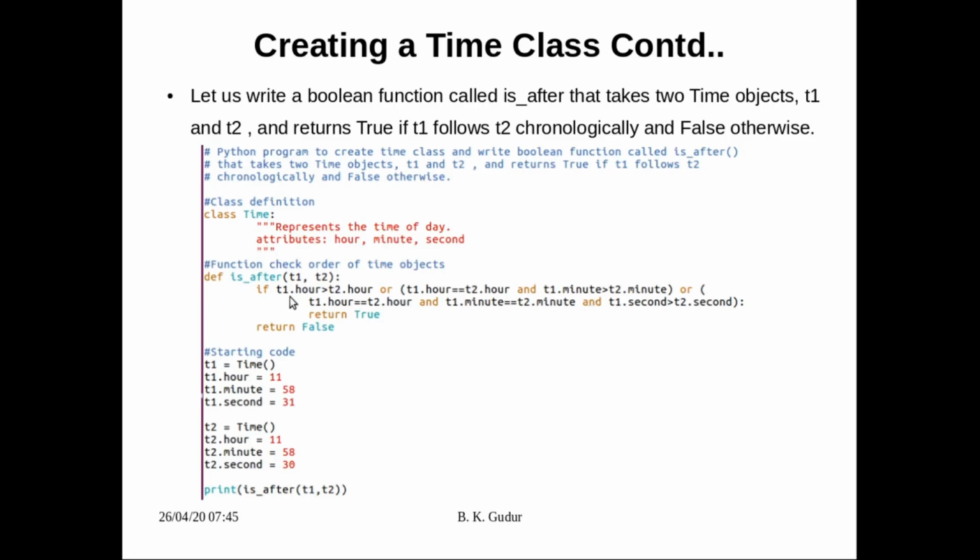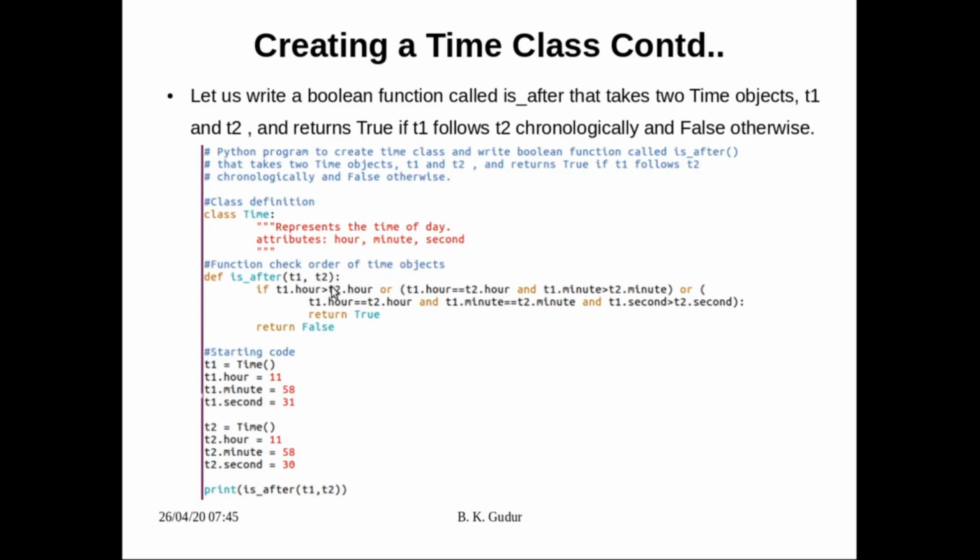In the first case, if t1.hour is greater than t2.hour, then obviously we need not check the remaining things. Just based on this we can decide. That's why here we have used the OR operator. If this is true, it is not going to evaluate the remaining part of this expression. This comes under short circuit evaluation. In case of a logical expression, it will not compute the remaining part of the expression. Because the result is true, whether the remaining part of the expression results in true or false doesn't make any difference. Because of that, it will stop here itself.